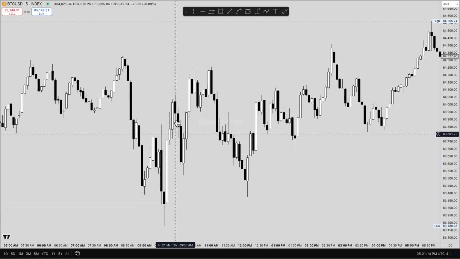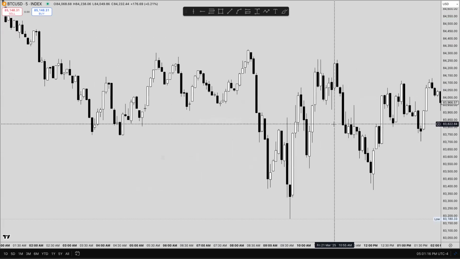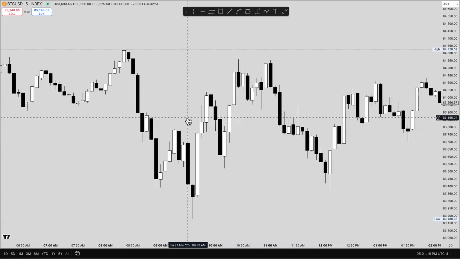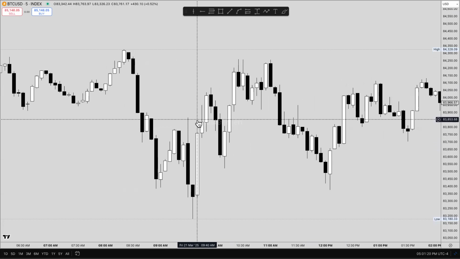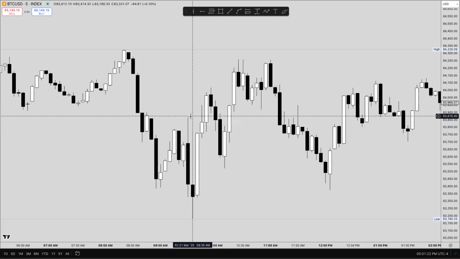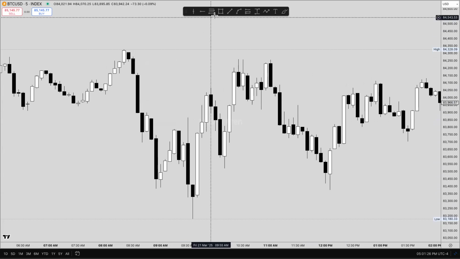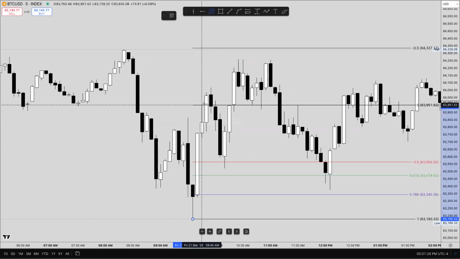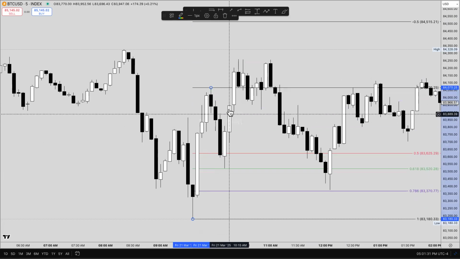Then all of a sudden you have this dynamic move. Now this is where I start to get interested because now we've clearly shifted structure. It's ran for that swing high right there. So that's a break in trend. Now I'm pulling my fibs and I'm really interested. Now I'm not looking beyond these candles.